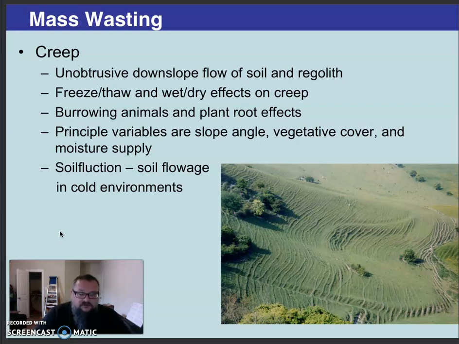In particular, creep happens where there's freezing temperatures, and when it gets cold at night, the particles get closer together. When it thaws out the next day, they get farther apart. Over time, that's going to cause that soil to sort of step down and step down. It's really hard to see where creep is happening, even though it's happening every place.